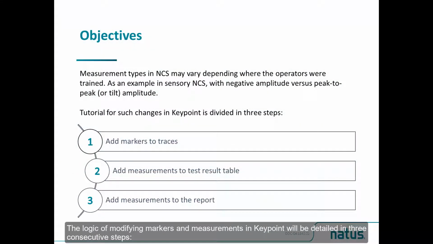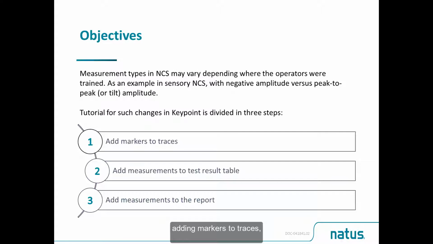The logic of modifying markers and measurements in Keypoint will be detailed in 3 consecutive steps: adding markers to traces, adding measurements to result tables, and getting these measurements in the patient report.